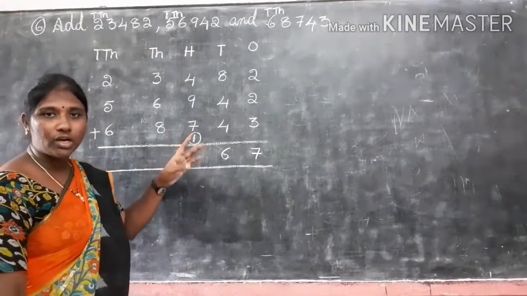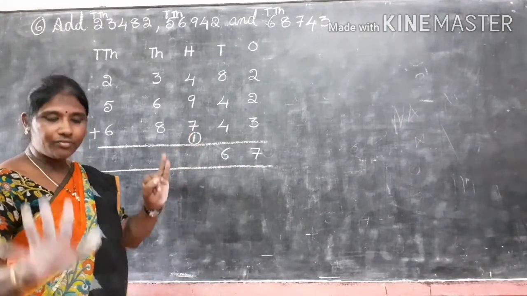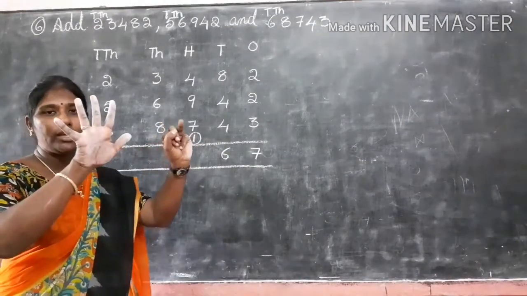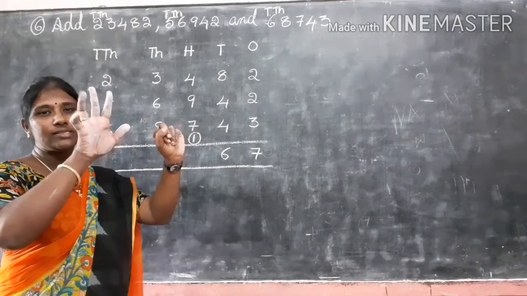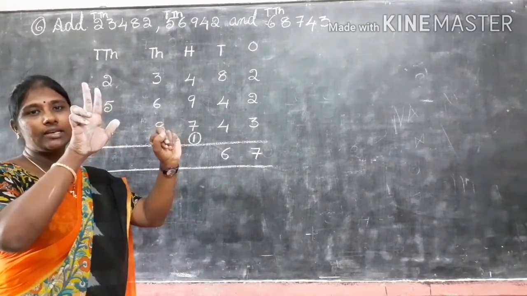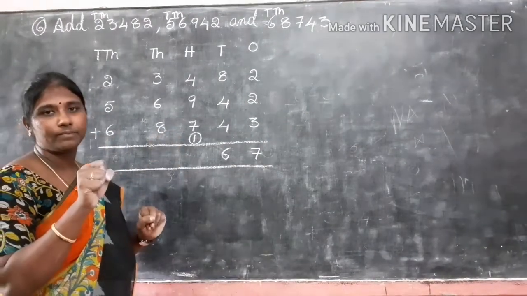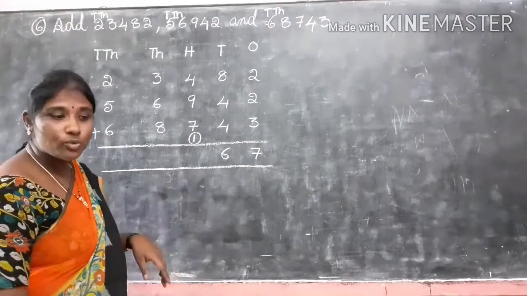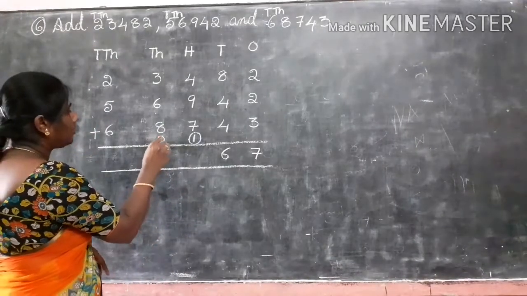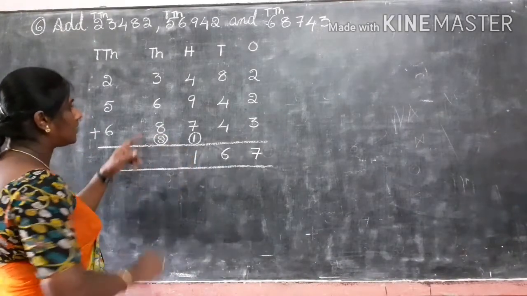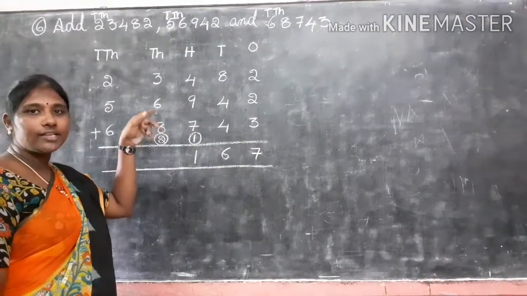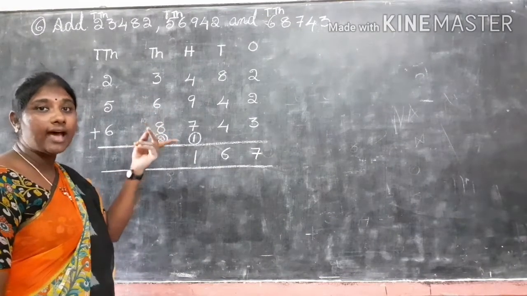Next take 7 fingers. 13 after: 14, 15, 16, 17, 18, 19, 20. Plus 1, 21. Here 2, here 1. Same. 3 plus 6, how much? Easily you know, 3 plus 6, 9.